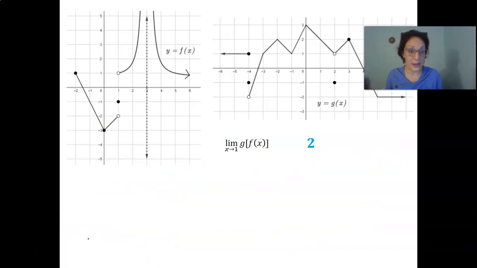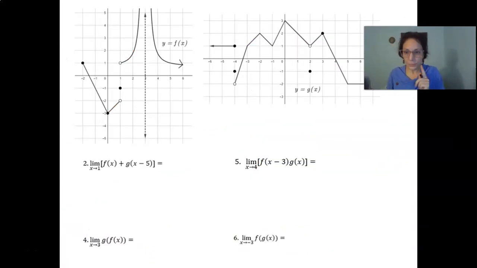Okay, so this was, I believe, on the paper that I gave you, these were numbers 1 and 3. So here's what I would like you to do. I would like you to take a few minutes and try 2, 4, 5, and 6. Just try them. And then come back and check your answers with me. Okay? Go take a moment and try those 4 problems. I'll be here.